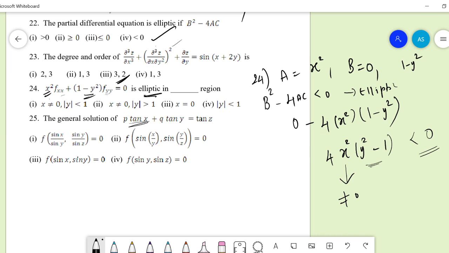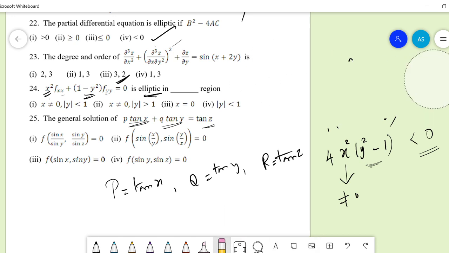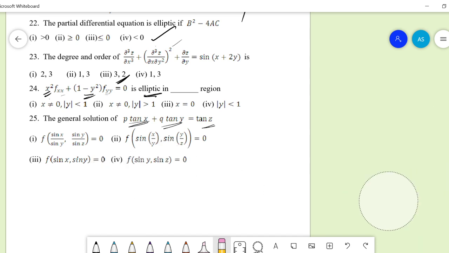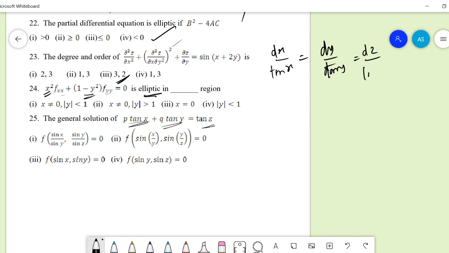Next one, p tan x plus q tan y equals tan z. So capital P is equal to tan x, capital Q is equal to tan y, and R is equal to tan z. This is Lagrange's method. For Lagrange's method, you have to write the subsidiary equation and then solve. So dx divided by tan x, dy divided by tan y, dz divided by tan z.